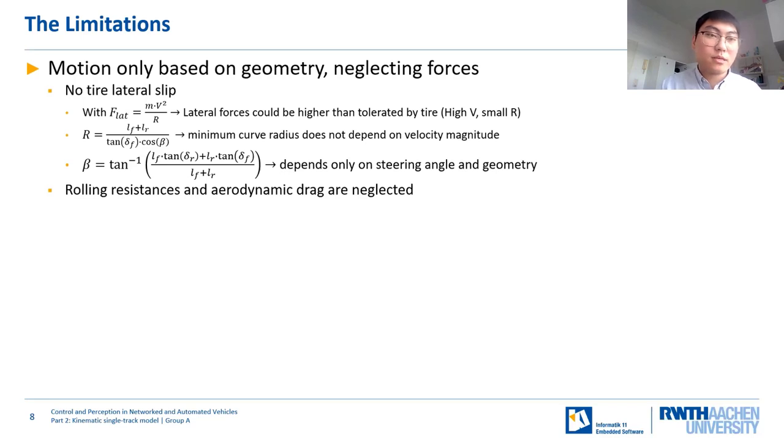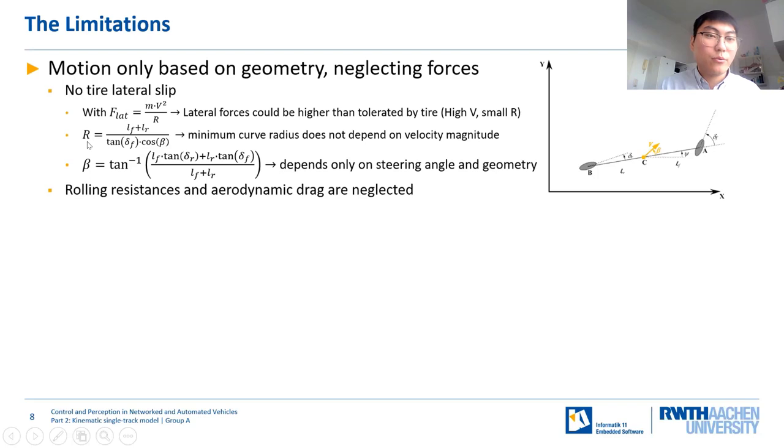For the first point I want to mention is that we assume that there's no tire lateral slip, but this is not the case in the real world. As we can see from the first equation, we know that the total lateral force is proportional to the square of the speed of the vehicle and inversely proportional to the radius of the turning circle. So that is to say, the lateral forces could be higher than the force tolerated by the tire at high speed and small radius.